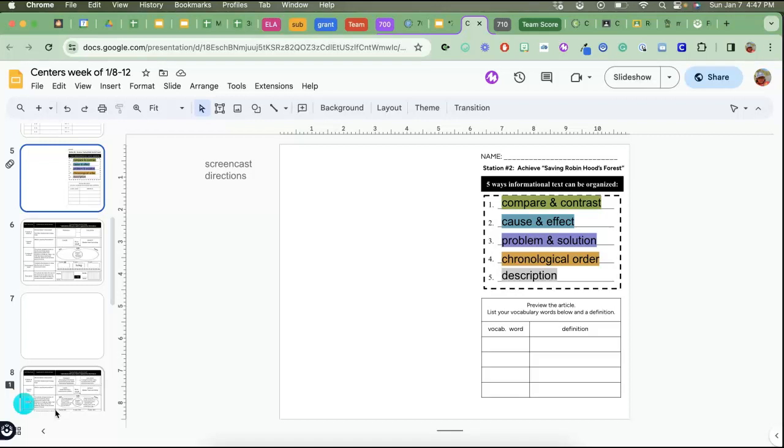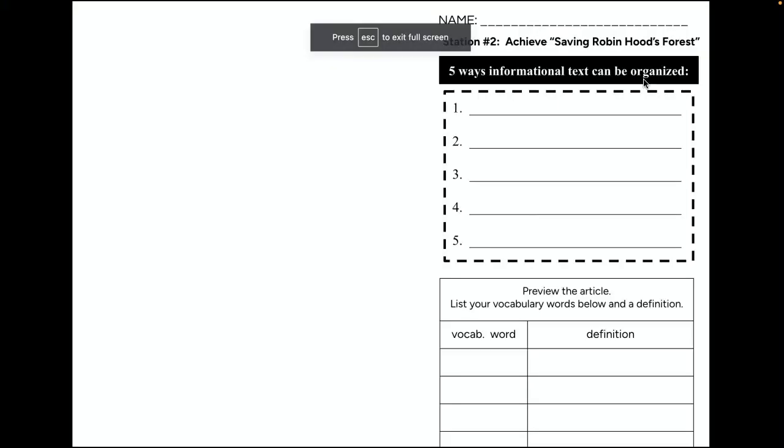When you are assigned to station number 2, you're going to be working on an Achieve article. So before you get started, I want to do a little recap of how I want you to read this article. Last week we talked about text structures. We talked about when you're reading informational text, your brain has to work in a special way to ensure that you do your best job, that you take your time and you get your best understanding of it.